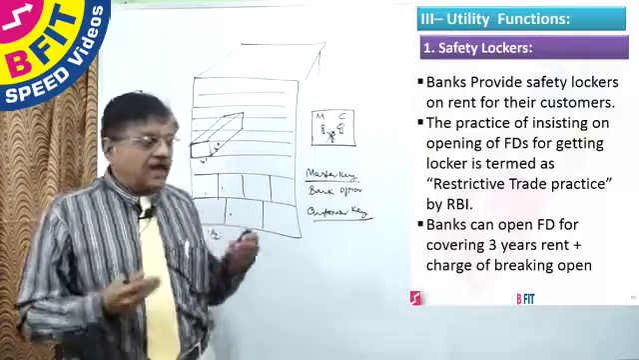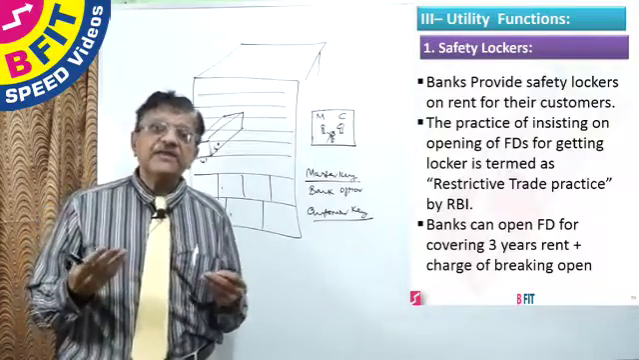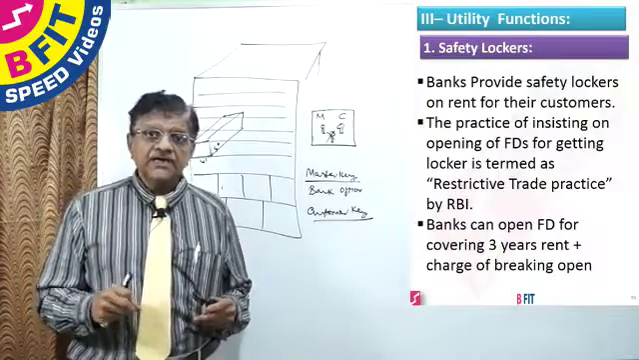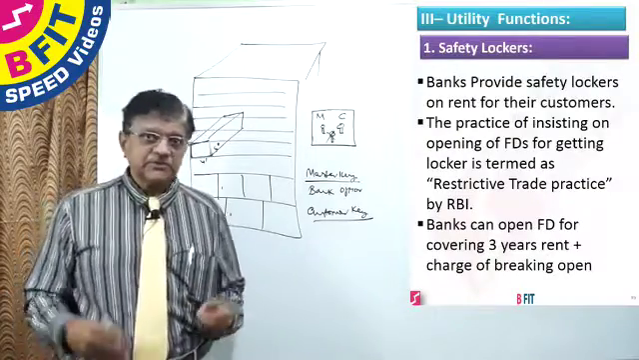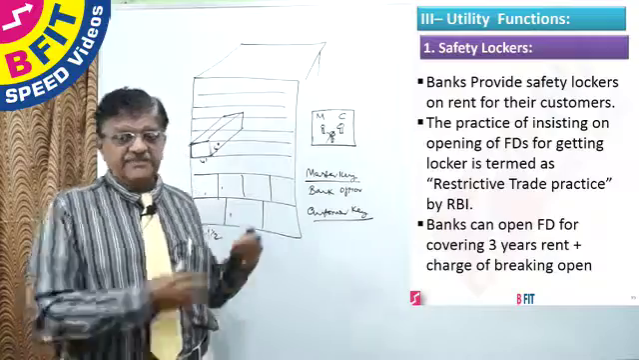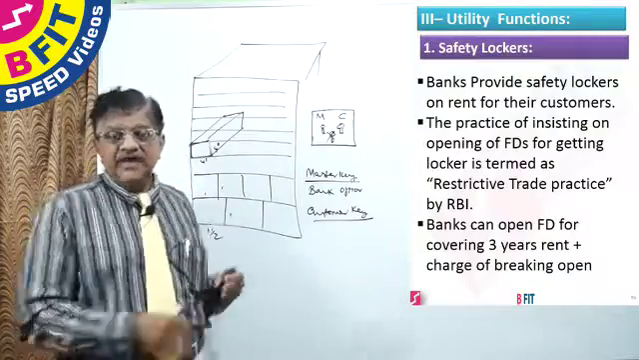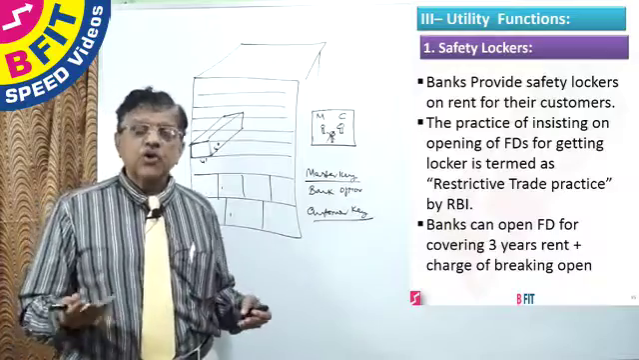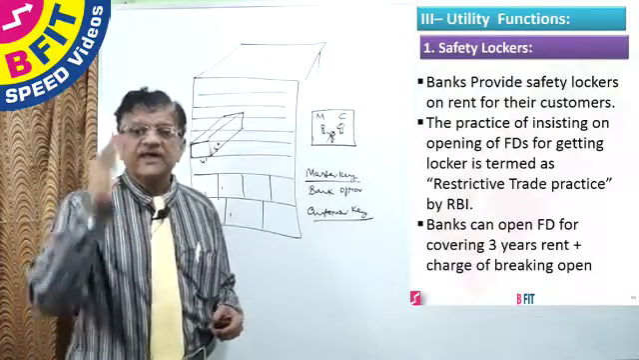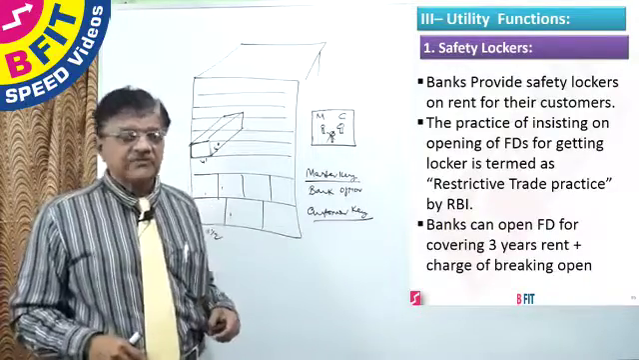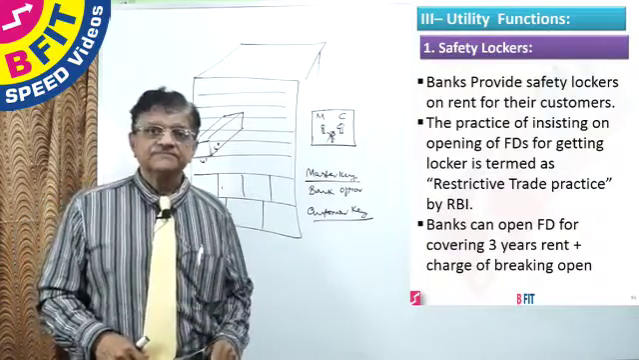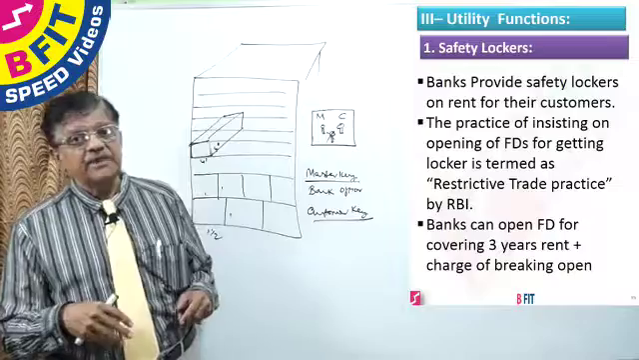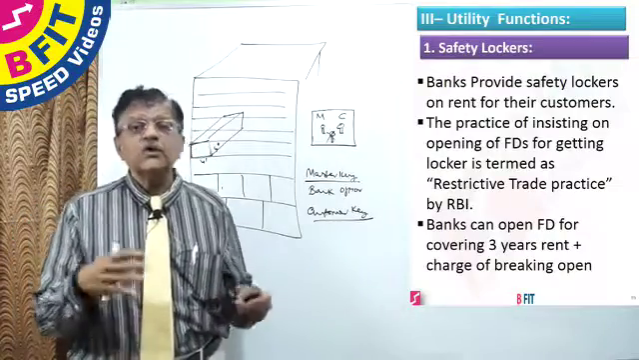Now, because these lockers in some of the cities became very scarce, lockers were not available. Banks started insisting on fixed deposits. Suppose you are in a city like Bombay, where space is very scarce and where lockers are very scarce. The bank will ask you to open a minimum deposit of 5 lakhs. Unless you open a fixed deposit of 5 lakhs, I will not give you the locker.